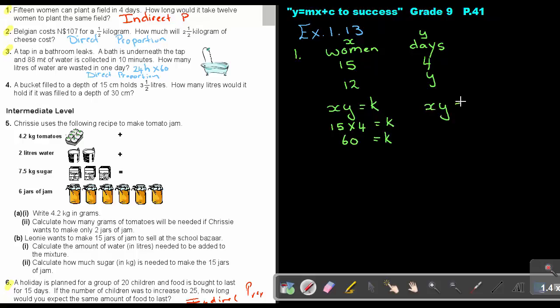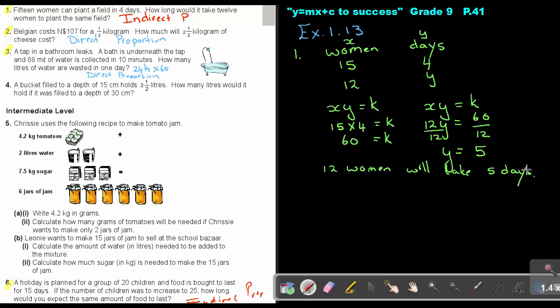So xy equals k. In the place of this, I will put 12, and I'm looking for y. So I divide 12, and I divide 12. The value of y, what will it be? 5. So let's just read the question. How long would it take 12 women to plant the same field? Therefore, 12 women will take 5 days.